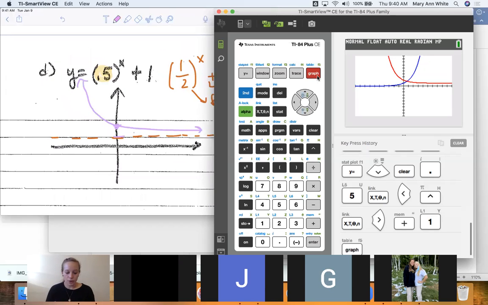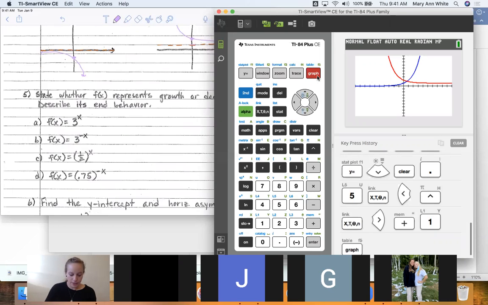I would challenge you to start recognizing what these transformations do on your own, but then also back it up or confirm yourself with the graph. And the more of these you do, the more of them make sense. All right. Any questions so far?